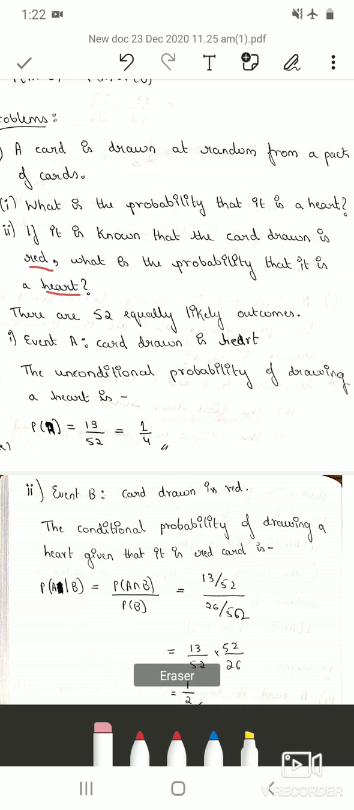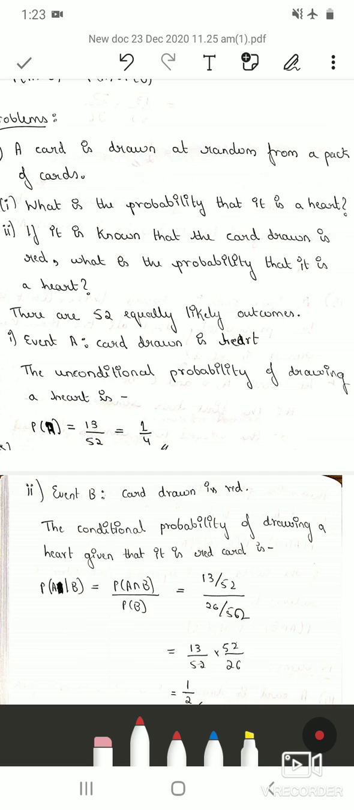That is, one event has already happened, we have to find out the probability of the other event. So they have given a card is drawn at random from a pack of cards. Therefore small n is equal to 52, because there are 52 equally likely outcomes. So let us calculate the first sub question, that is the probability that it is a heart.